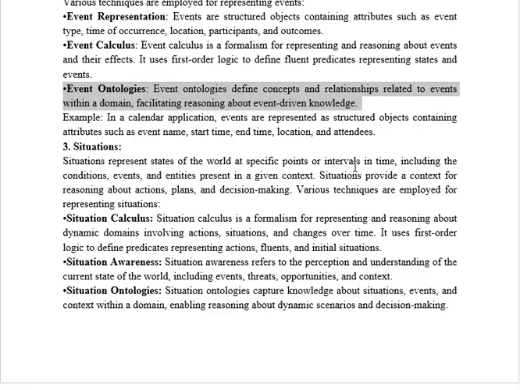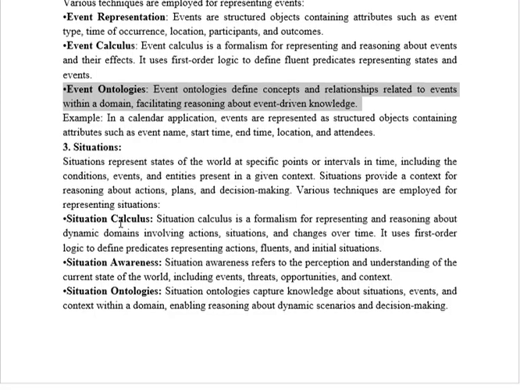So according to the situation we have to perform the task. A situation provides the context for reasoning about actions, plans, and decision making. It will perform some actions, plan by setting goals, and make decisions. In this also we have various techniques. What are they? Situation calculus, situation awareness, and situation ontology.